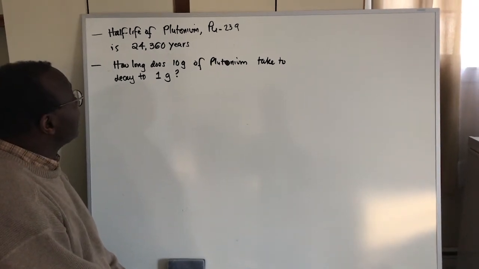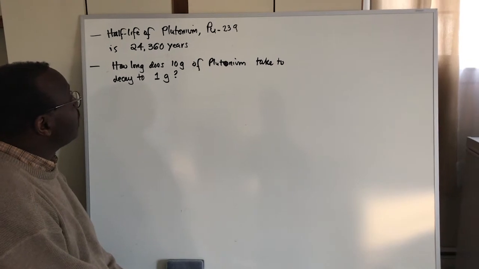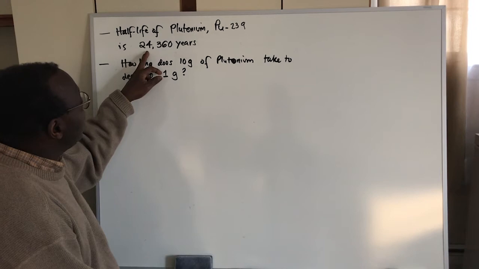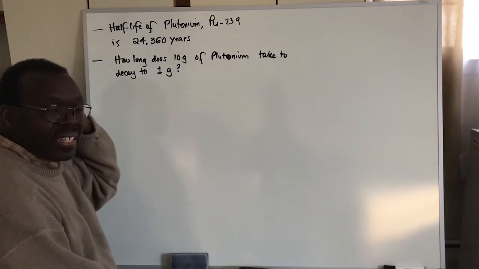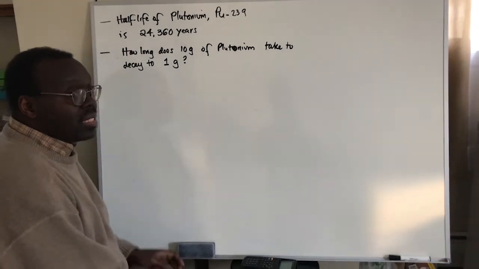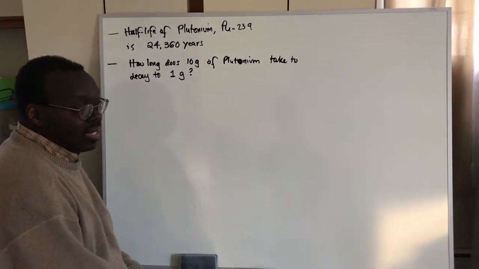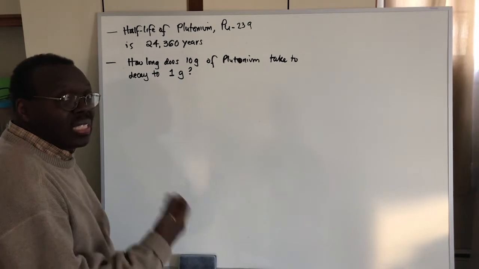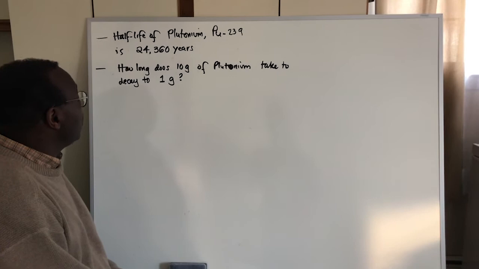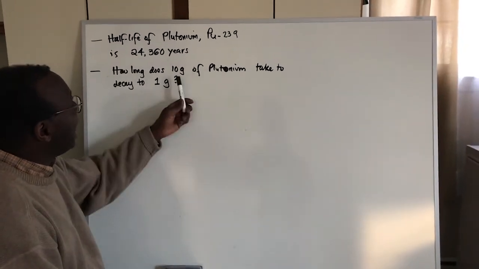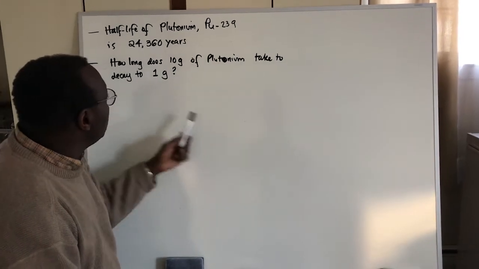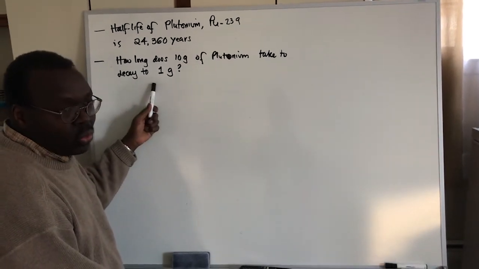So one example here is about half-life of plutonium, Pu-239, which is about 24,360 years. Half-life is the number of years that it takes an element to decay to half its amount. So the question we have today is: how long does 10 grams of plutonium-239 take to decay to 1 gram?